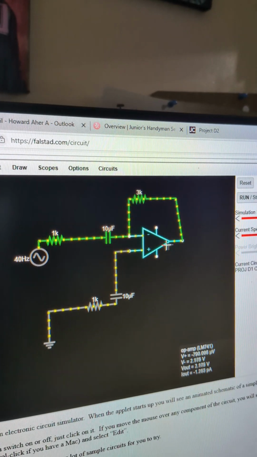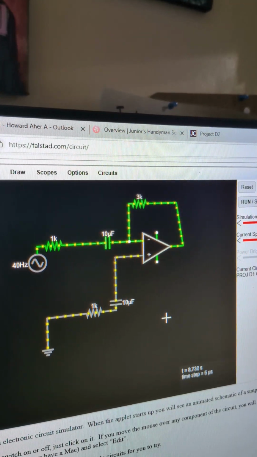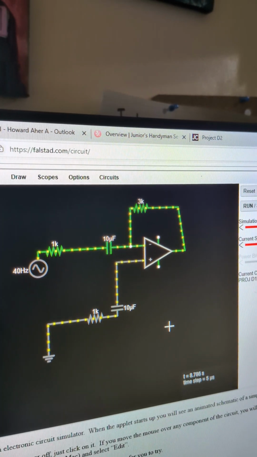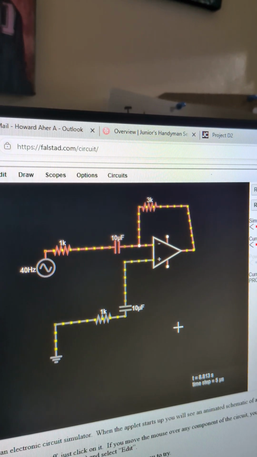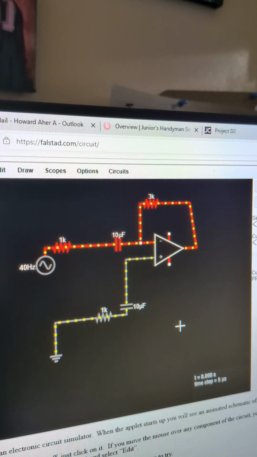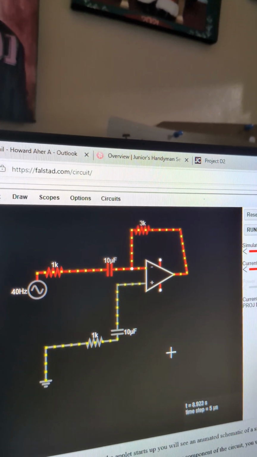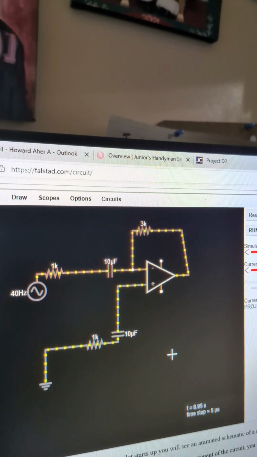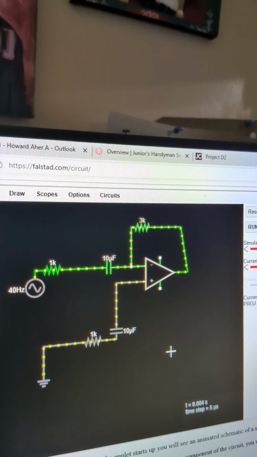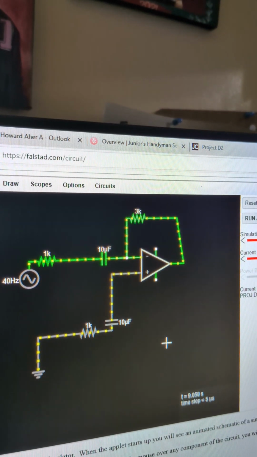Correction, this is your output, this is your input. So here's that loop that you were looking for. The circuit functions as a low-pass filter, attenuating signals above a certain cutoff frequency, allowing lower frequencies to pass through with minimal attenuation. I can't get the word properly in my head, forgive me.